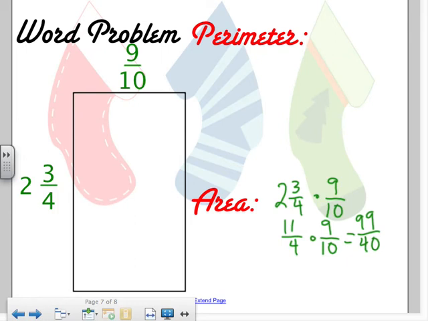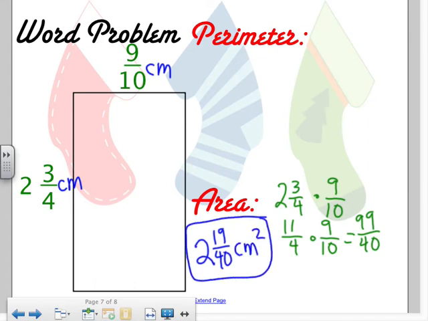Now this is one example where you probably want to make it a mixed number. So if I say 99/40th, let's say centimeters, let's say these were centimeters. That's a weird way to say that, okay? So 40 goes in twice with 19/40 left over. So now you can say it's 2 and 19/40 square centimeters.